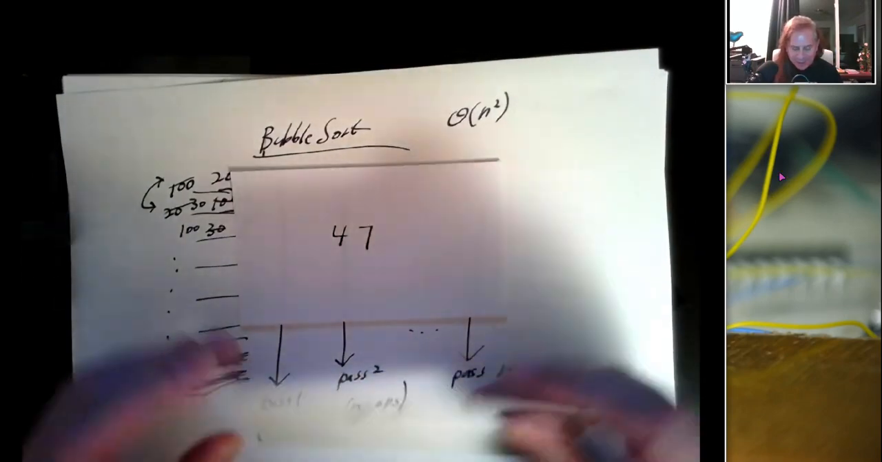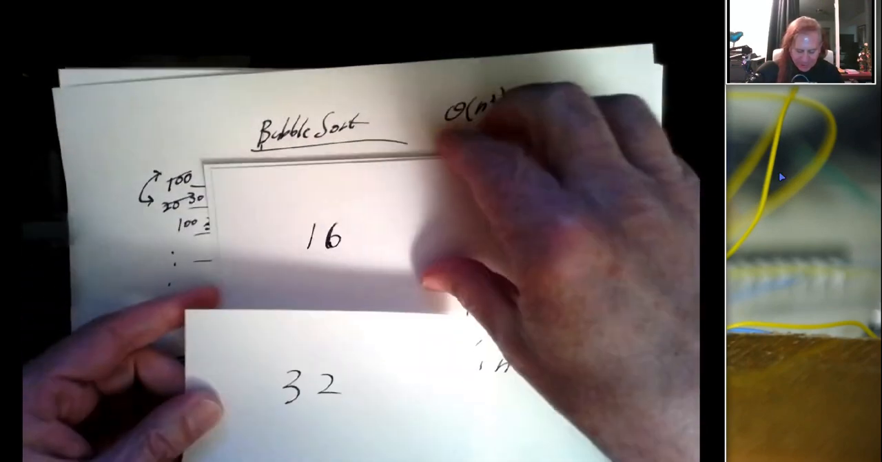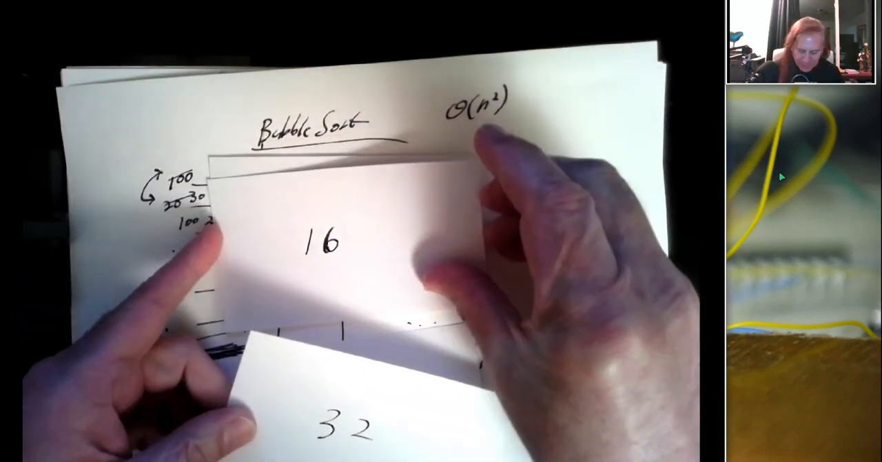bottom of our list. Alright, now we make a second pass. 32 versus 8. Well, 32 is bigger, so we should swap those. 32 and 16, we should swap those.